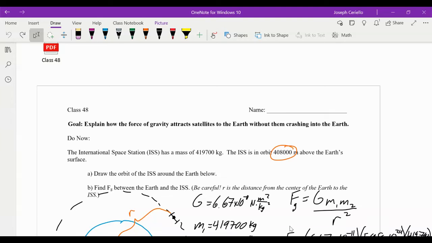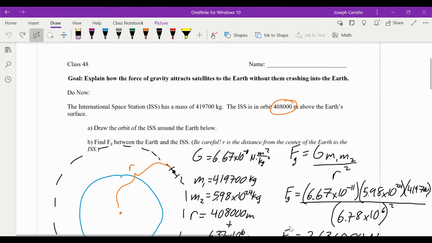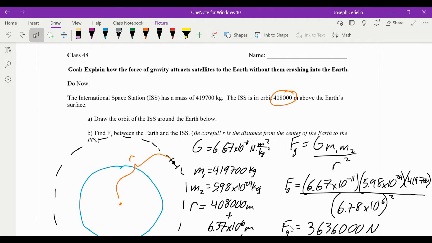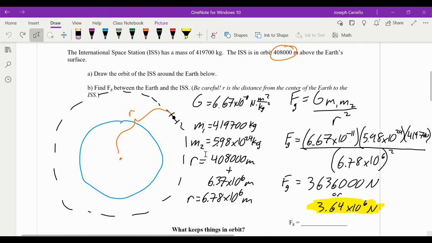Everyone, we're looking at class number 48 here. Our goal is to explain how the force of gravity attracts satellites to the Earth without them crashing into the Earth. So to start class, what we did was we calculated the force of gravity between the International Space Station and the Earth. So we drew a little picture here on the left.